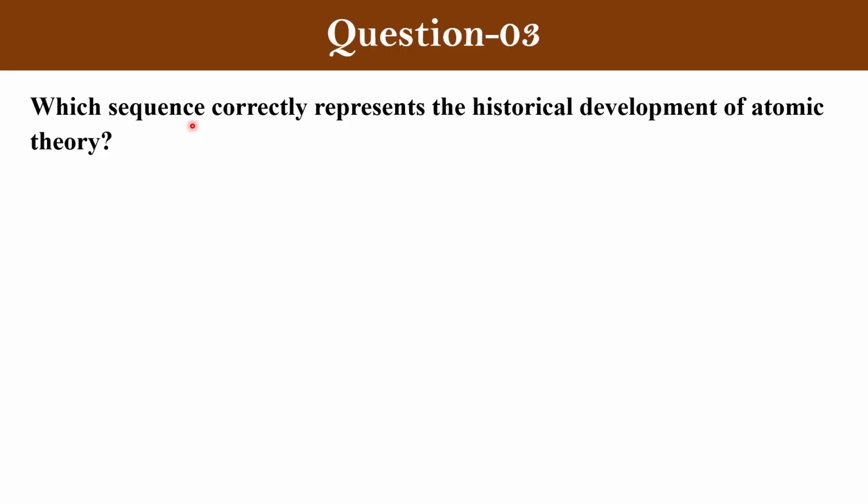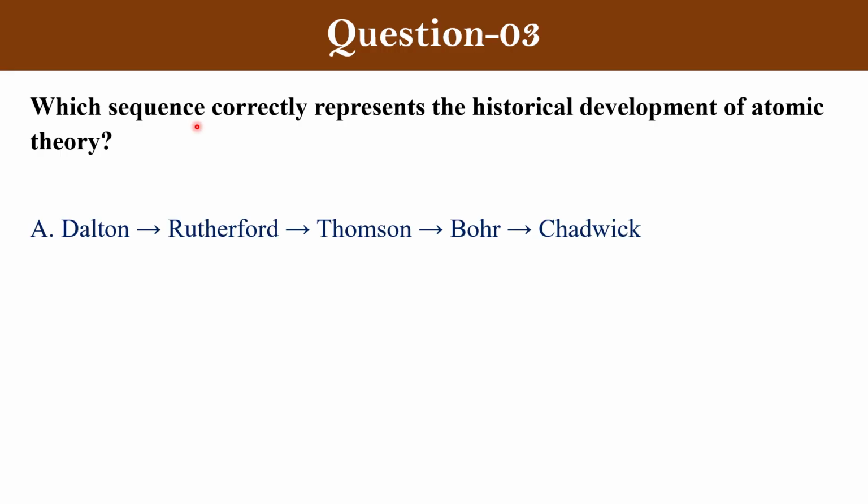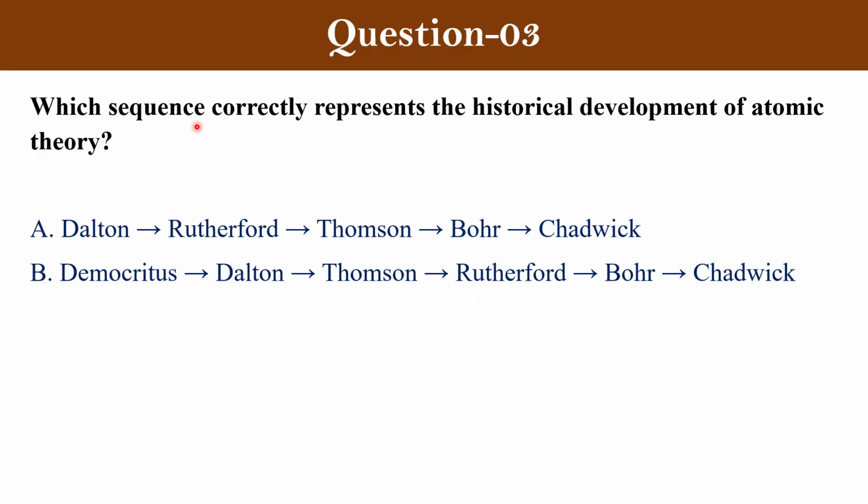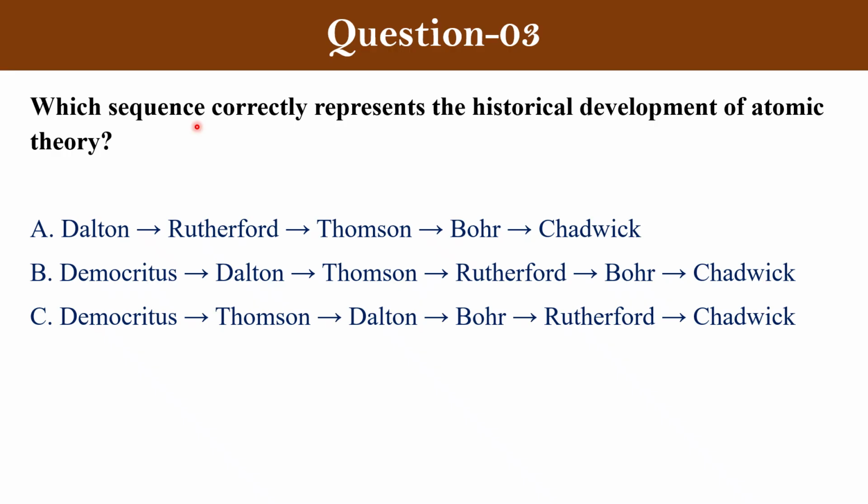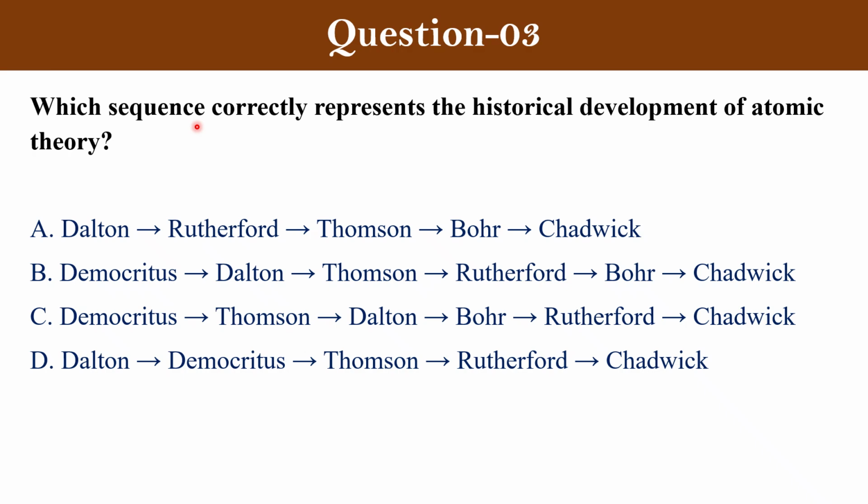Now, question 3. Which sequence correctly represents the historical development of atomic theory? Option A, Dalton, then Rutherford, then Thomson, then Bohr, then Chadwick. Option B, Democritus, then Dalton, then Thomson, then Rutherford, then Bohr, then Chadwick. Option C, Democritus, then Thomson, then Dalton, then Bohr, then Rutherford, then Chadwick. Option D, Dalton, then Democritus, then Thomson, then Rutherford, then Chadwick. Which option correctly represents the historical development of atomic theory? So the correct answer is option B.